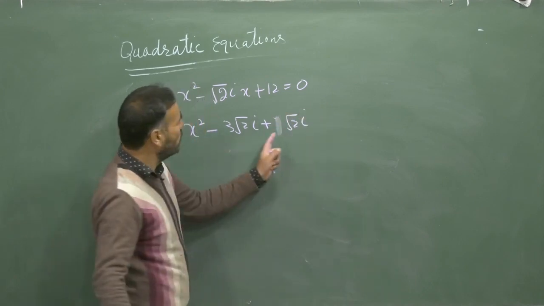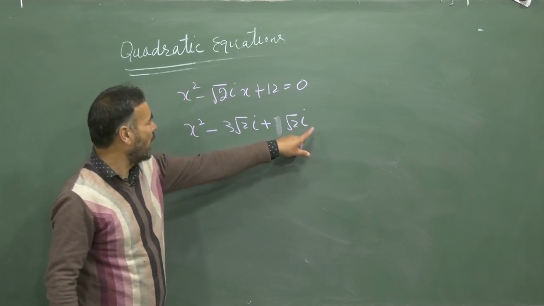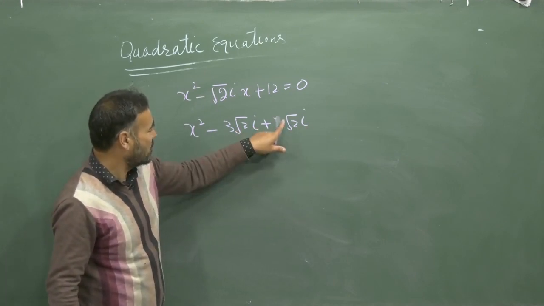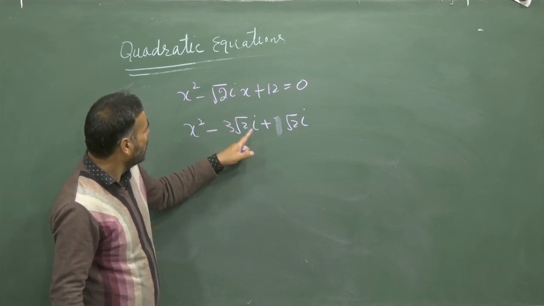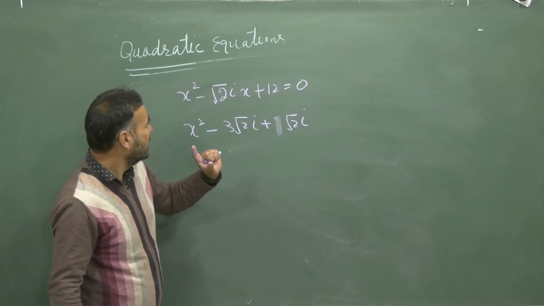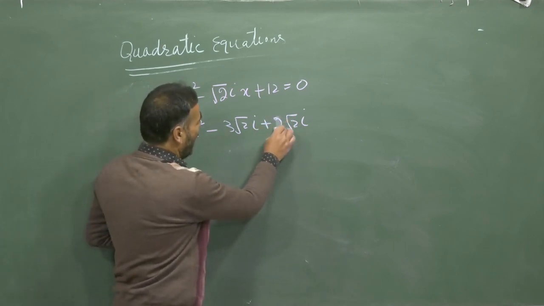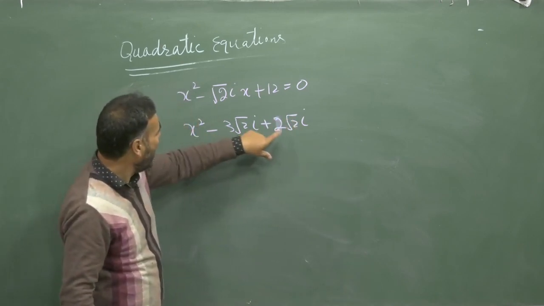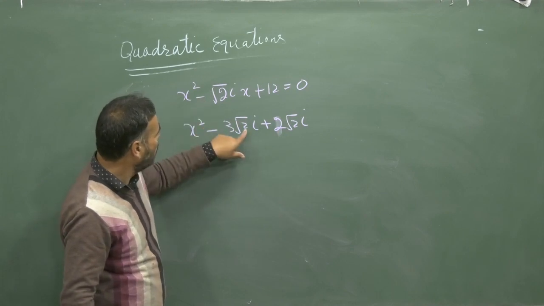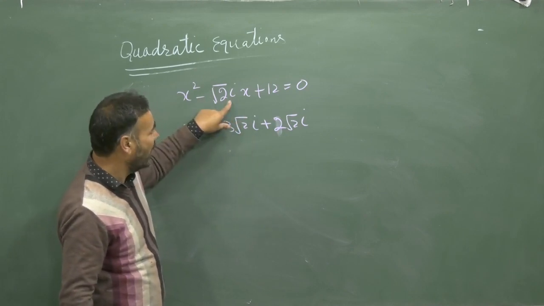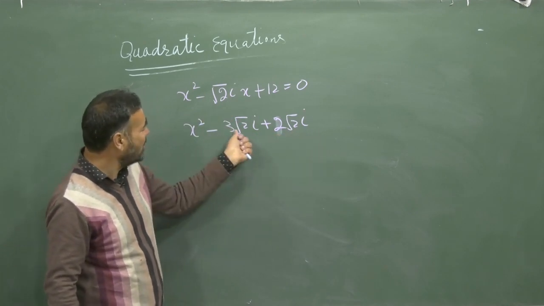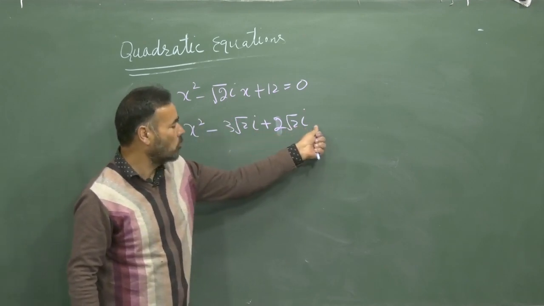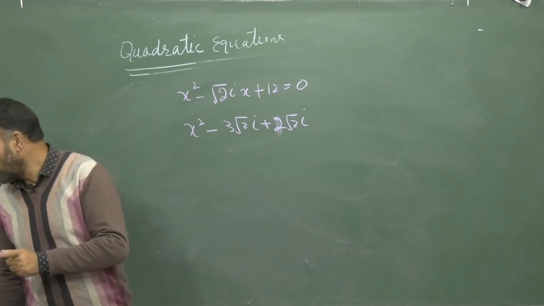How is it 3 root 2 iota plus 1 root 2 iota? It is 3 minus 1, that is minus root 2 iota. Then 3 minus 2, that is minus 1, root 2 iota will remain the same, because we cannot add two different irrational numbers. So it is minus 3 root 2 iota plus 2 root 2 iota. These are the two parts.